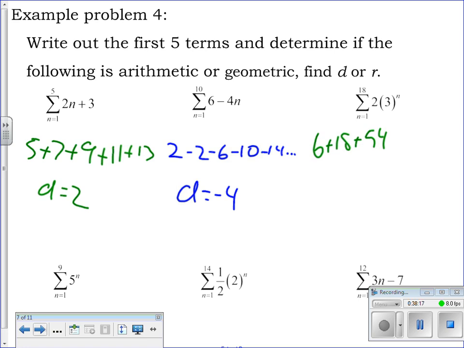And then whatever the next one is. What do you get? Did anybody do it yet? 486. I'm just too lazy to pick up my calculator. Arithmetic or geometric? It is geometric. I'm multiplying each time times 3. R is 3. And look at the formula.